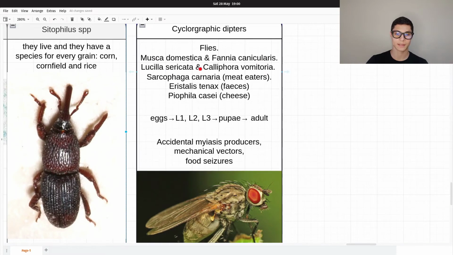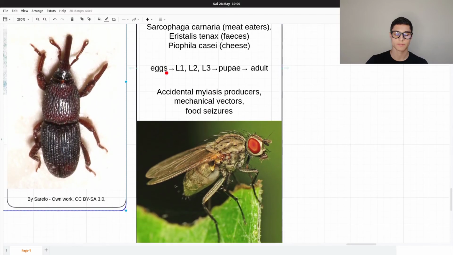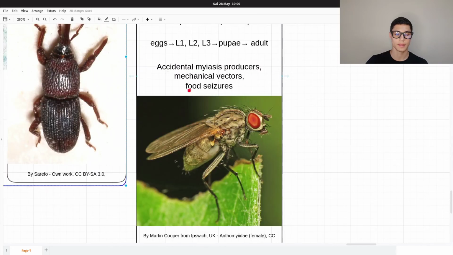The Lucilia sericata and Calliphora vomitoria, the Sarcophaga carnaria, and these last three are meat eaters, all three. The Eristalis tenax can be found in feces, it likes feces, and the Piophila casei in cheese. They put the eggs, then they create the L1 larvae, L2, L3, the pupae, and then the adult. They are accidental myiasis producers.